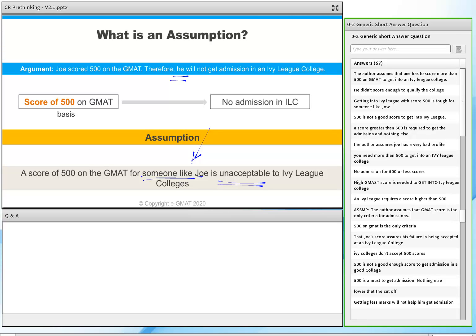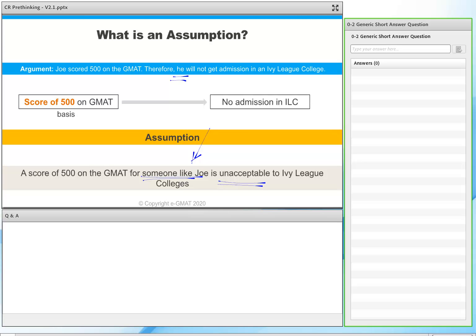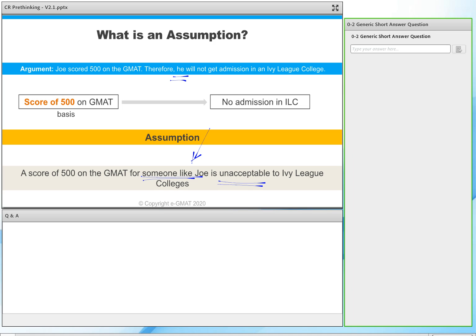Again, you guys got it. Once you understand the argument, coming up with assumptions becomes a fairly implicit exercise. And so the explicit piece that we're going to do is to make sure that we comprehend the arguments well, and then we ask that falsification question.